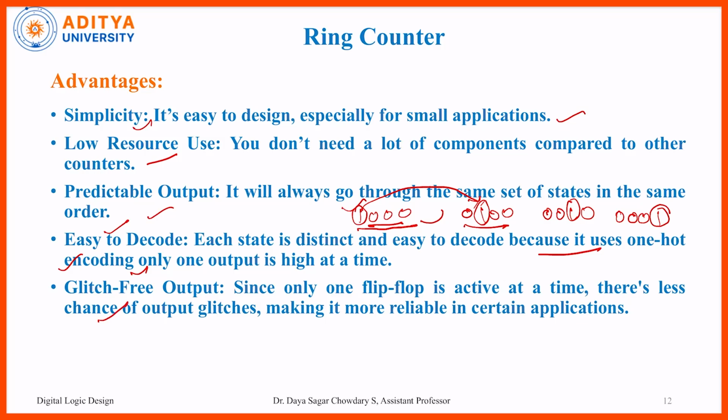So we can easily access it, because in the flip-flops, at a time only one output is 1. That is why we can simply enable the inputs and take the outputs. There is no chance of glitches here, so we can easily access the data at the output side.